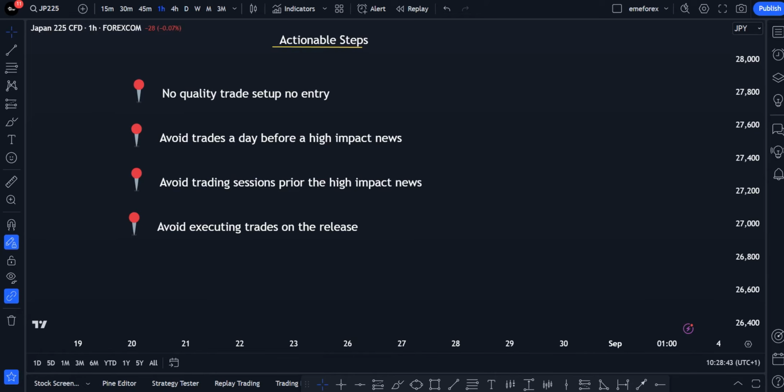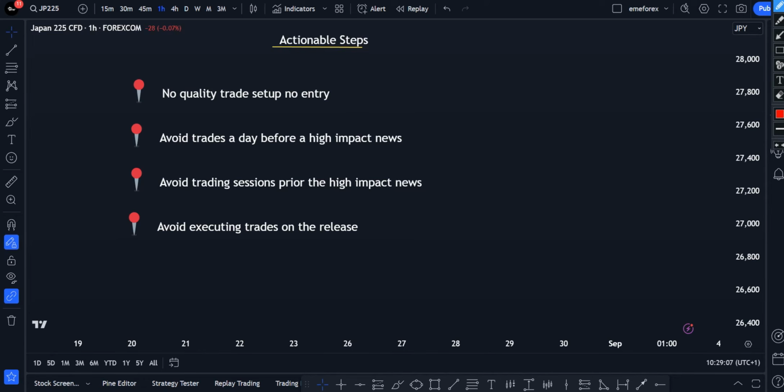Now, first things first, this is what I want to do. If there's no quality trade setup around this high impact news, I want to clearly stay off the market. I don't want to be caught up in a market condition where I don't really have a clear sense of direction of where the market wants to go, or I'm not so confident about the position I want to take. So I want to be off totally when it comes to this.